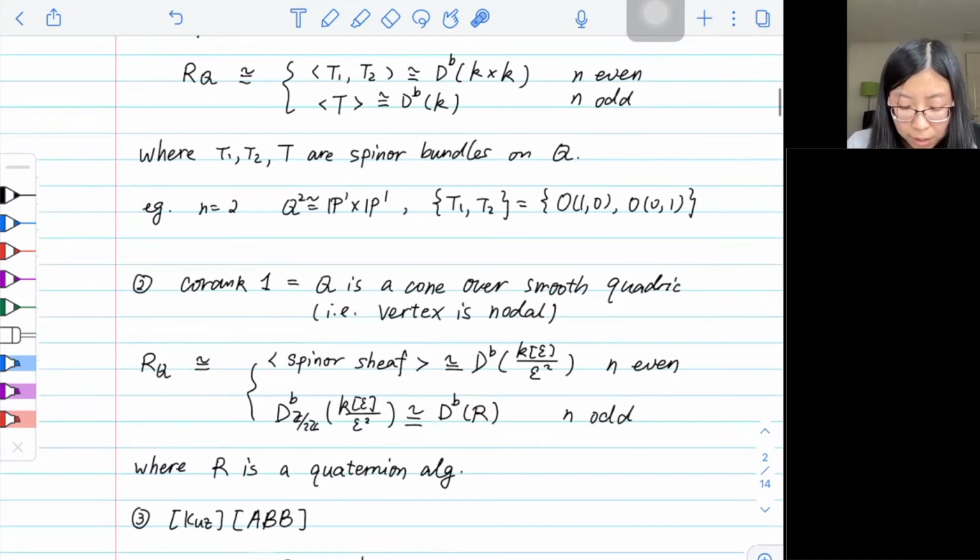And then when n is odd, it's slightly more complicated. This will be equivalent to the Z/2-equivariant derived category of the dual numbers. And this is also equivalent to the derived category of a quaternion algebra.